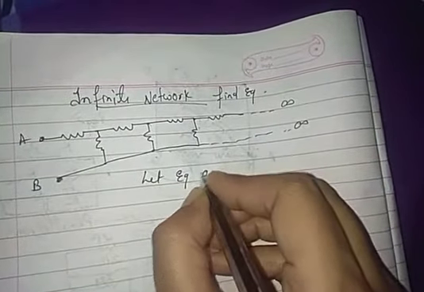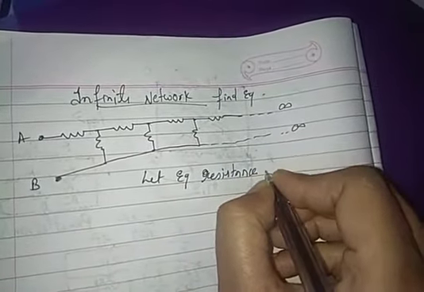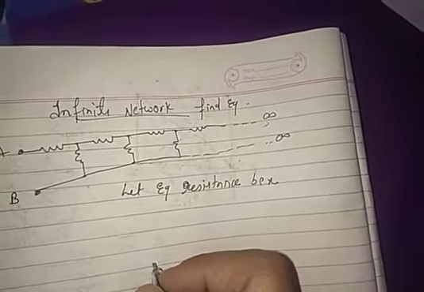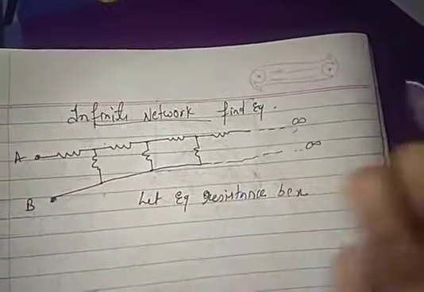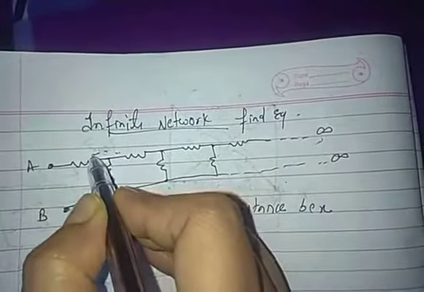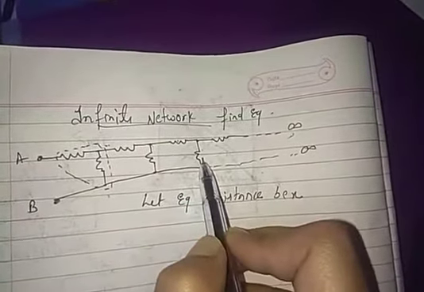Let the equivalent resistance be X. We have just assumed the equivalent resistance of the resistors will be X. Now what is the short trick? See a repeating unit, which unit is getting repeated again and again. This unit is repeating again and again. Again it repeated here, again here, and it will be repeated, and so on.